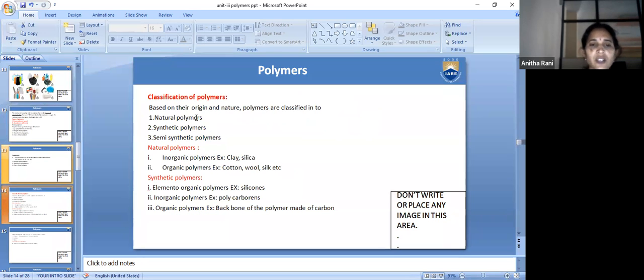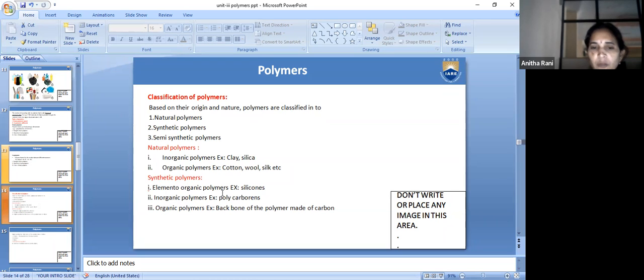So, classification of polymers: polymers are classified into natural polymers, synthetic polymers, and semi-synthetic polymers. Natural polymers, for example, include inorganic polymers like clay and silica. Organic natural polymers include cotton, wool, and silk. Synthetic polymers means man-made, artificial polymers that we prepare.